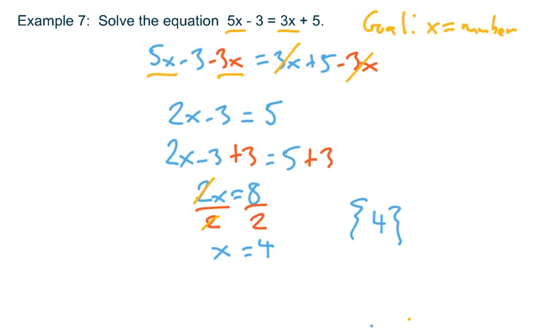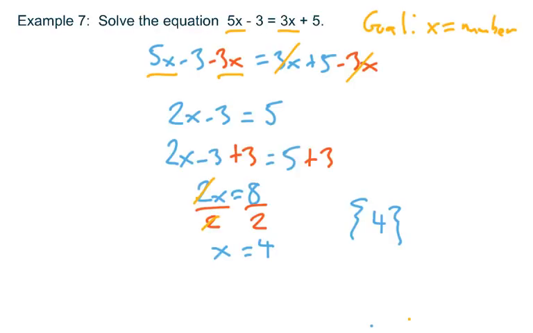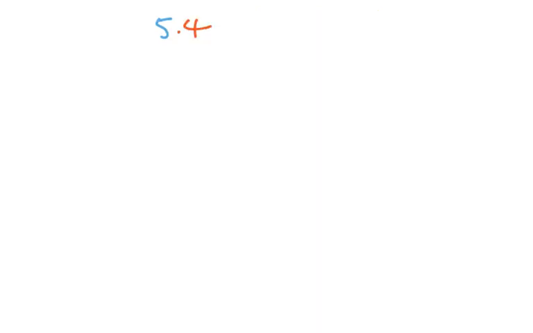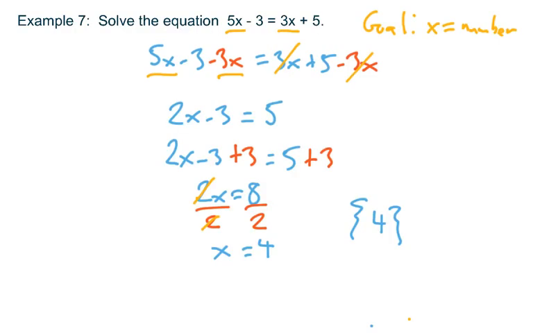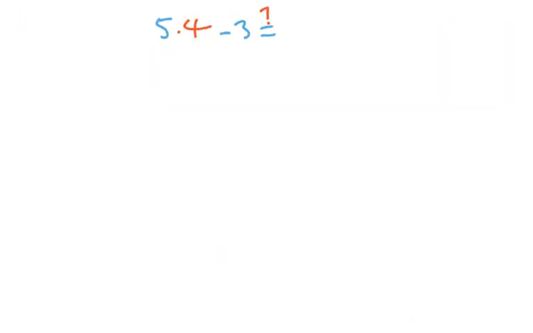Maybe we better check that one. We believe the answer is 4. Let me look back at the equation here. 5 times 4 minus 3. Is that indeed equal to, and it was 3x plus 5, so 3 times 4 plus, was it 5? 5. Let's see if this is true.